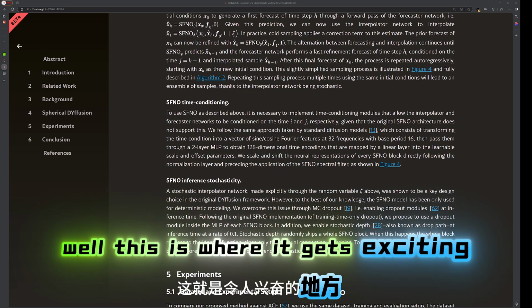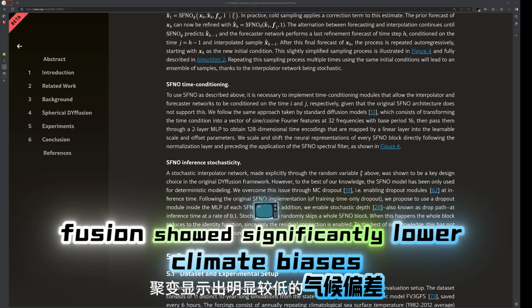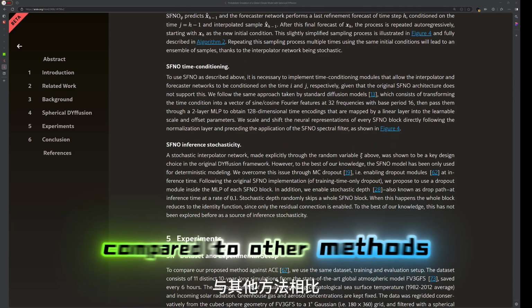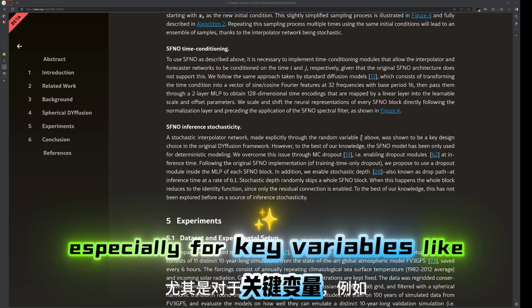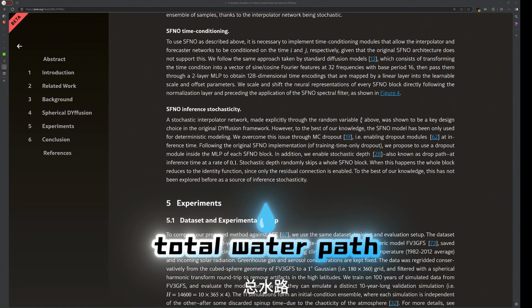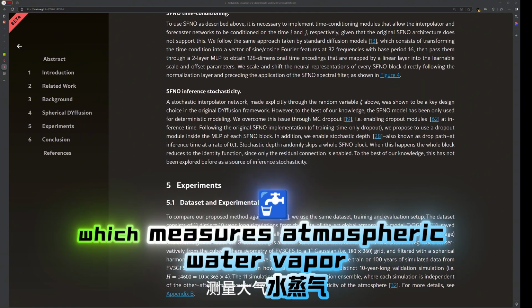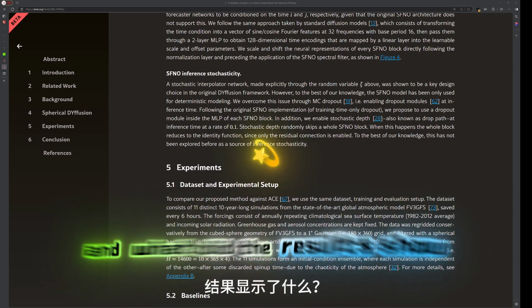Well, this is where it gets exciting. Spherical DYffusion showed significantly lower climate biases compared to other methods, especially for key variables like total water path, which measures atmospheric water vapor. Okay, total water path. Got it. And what did the results show?